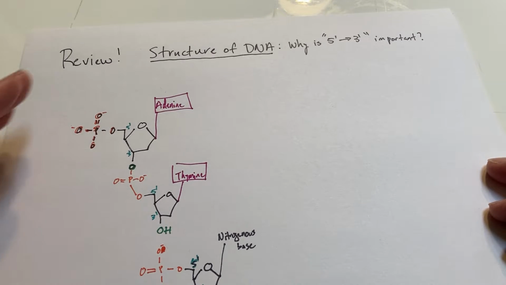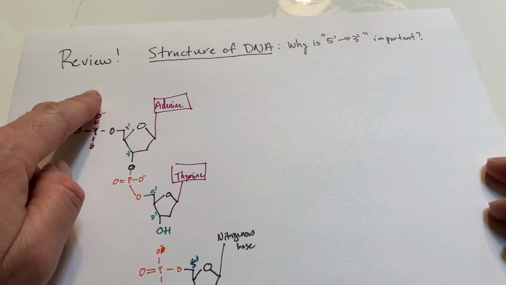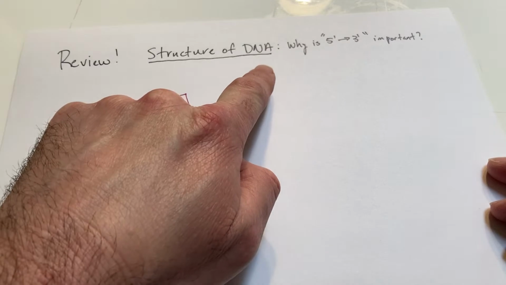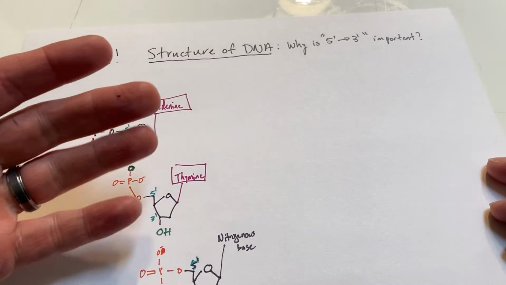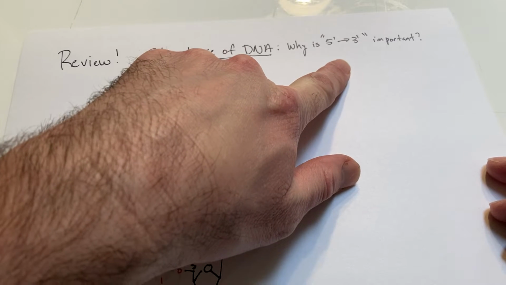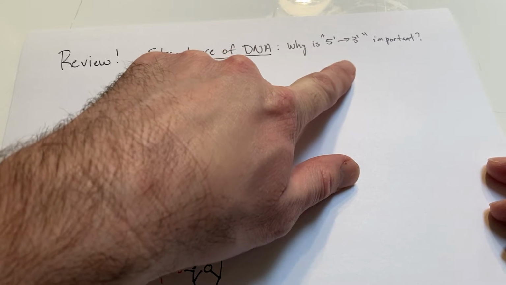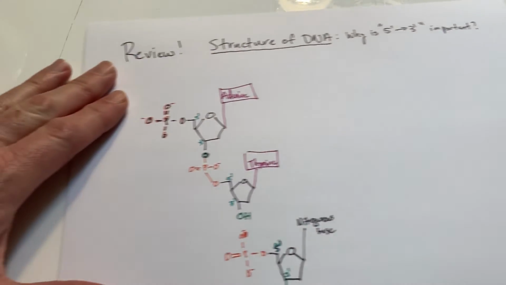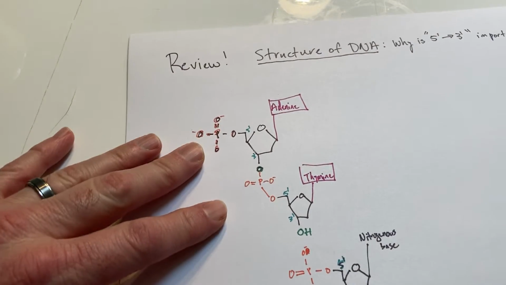Hello and welcome back. Today's mini YouTube lecture is a review, actually, and it's going to be a review of the structure of DNA. And today we're going to be talking in particular about why we keep on saying 5' to 3', 5' to 3', and why is that so important in discussing the structure of DNA. All right, so let's take a look at these two nucleotides.